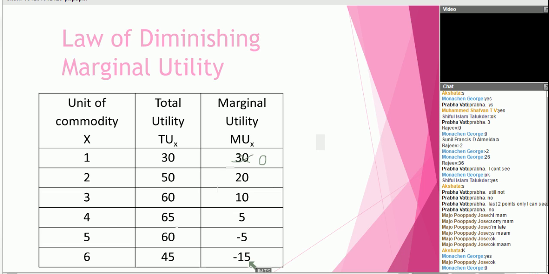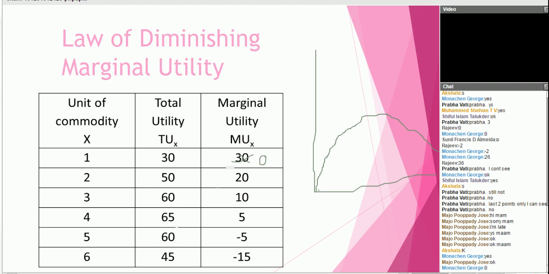If we plot it on graph paper, we'll get a curve in which the marginal utility will be like this. I'll just show you. Suppose marginal utility will start from this point, it will be 0 for the first unit, then it will increase, then it will become a little stagnant and then it will start declining. If you plot it, this will be the shape of the marginal utility curve. And the total utility curve will also be somewhat like this only.